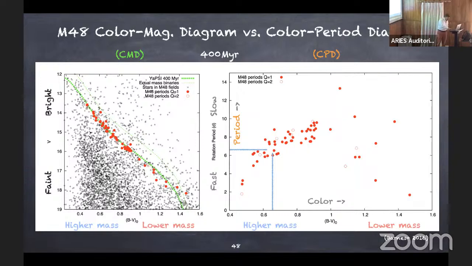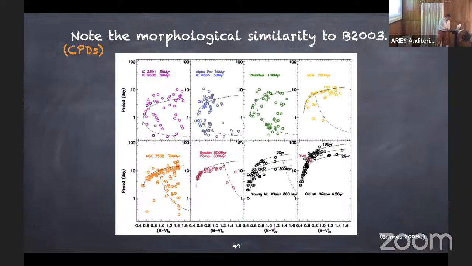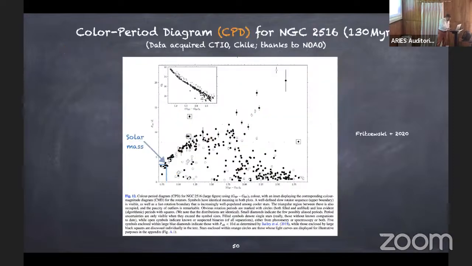There's a similarity. But if you look in detail, now let's look at a cluster that's very similar to the Pleiades, and this is what Dario did for his PhD thesis. That's what the color period diagram for a zero-age main sequence cluster looks like. A sun-like star has a period something like 3 days or so, 3.5 days. There's a very clear distribution.